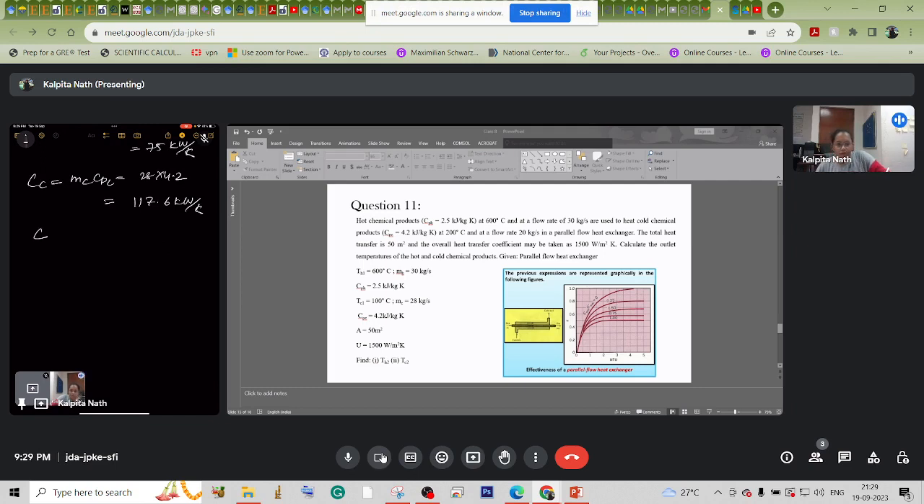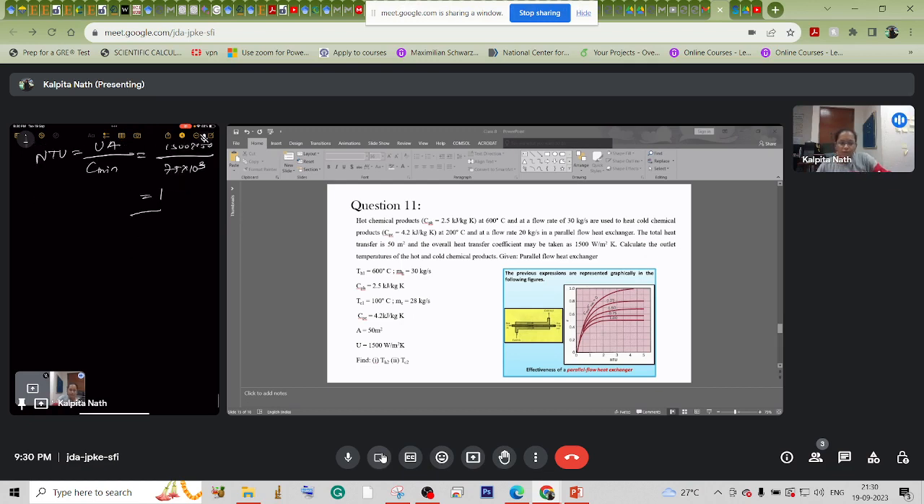Now, from the graph, we also need C minimum upon C maximum. So C minimum upon C maximum is equal to 75 upon 117.6. So this is 0.64. So this is NTU. NTU we need to find out. This is UA upon C minimum. This is 1500 into 50 upon 75 into 10 to the power 3.